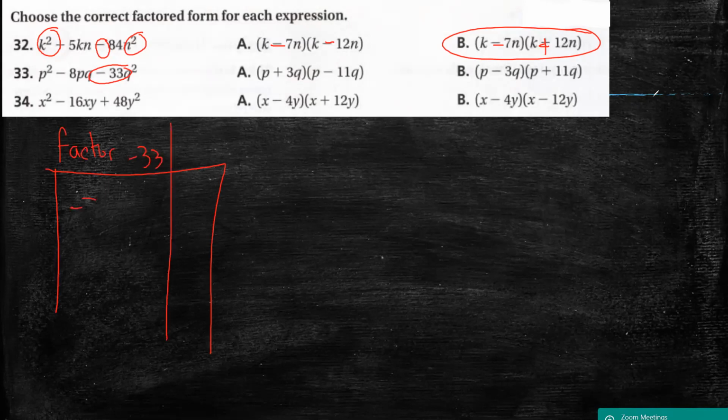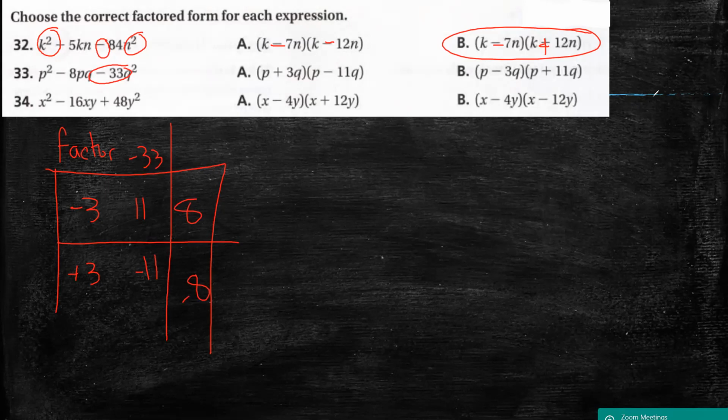It will be negative 3, positive 11, or positive 3, negative 11. If you add them, positive 3 and negative 11, you get negative 8. Negative 3 and positive 11, the summation is 8. In the other one, the summation is negative 8.